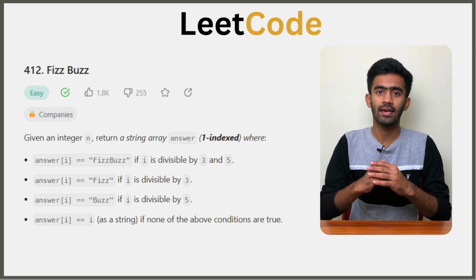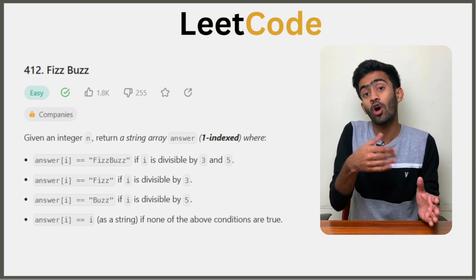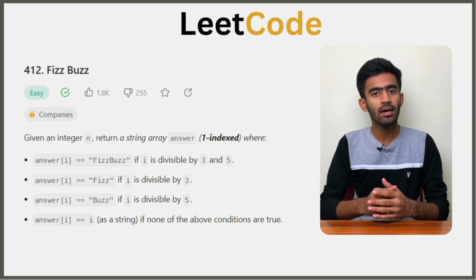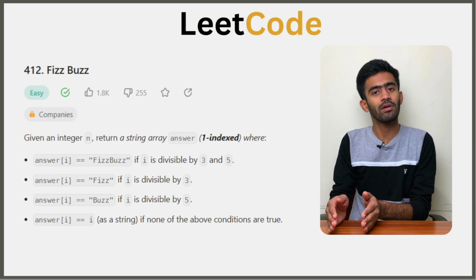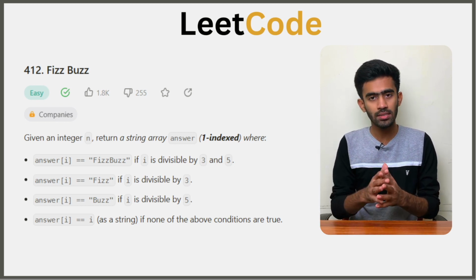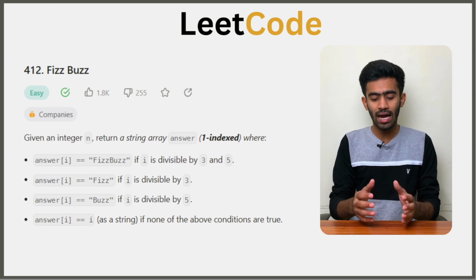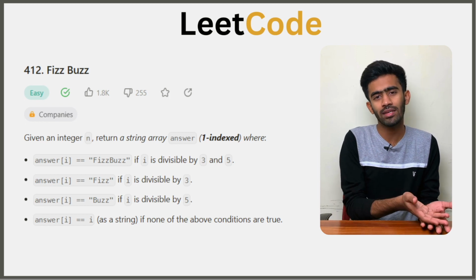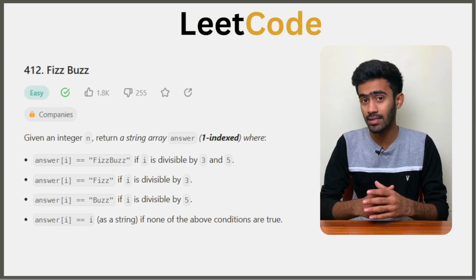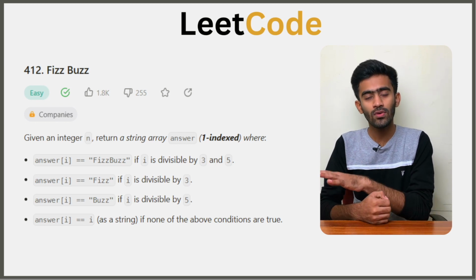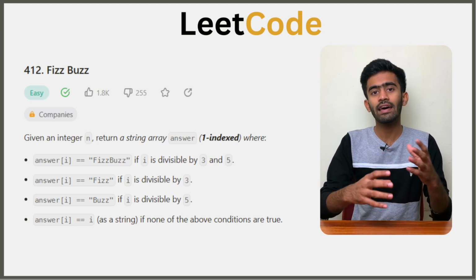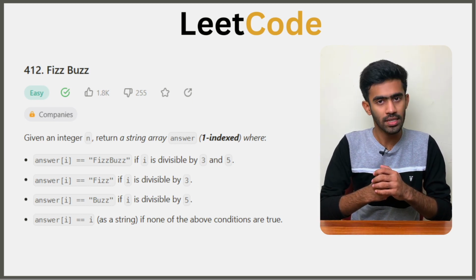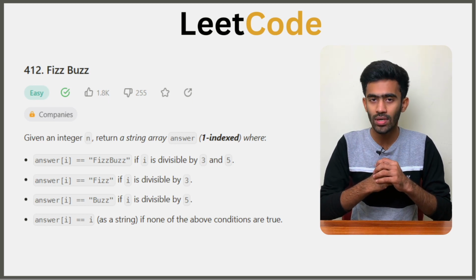But in case it is divisible just by 3 but not by 5, in that case we should add the word Fizz to the answer array. In case it is divisible by 5 and not by 3, we should add Buzz. And finally we should add the number i itself to the array if it is neither divisible by 3 nor by 5. So those are the 4 conditions given to us here. Using these conditions, we have to develop an algorithm which converts this integer n into this array of strings. That is going to be our question for today.